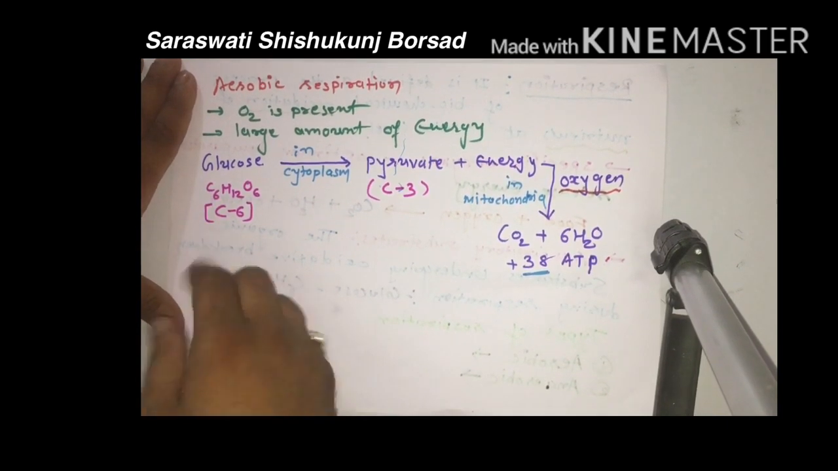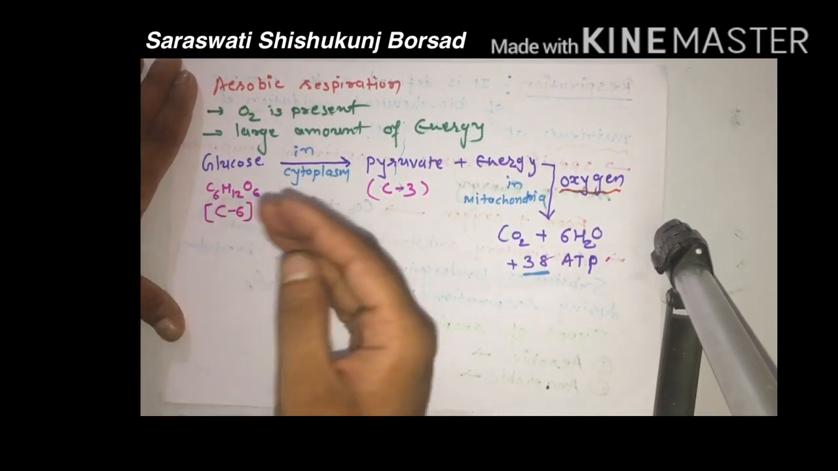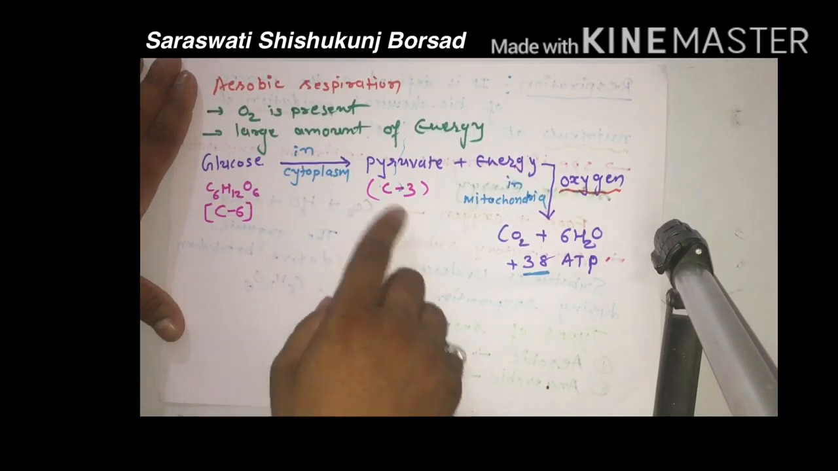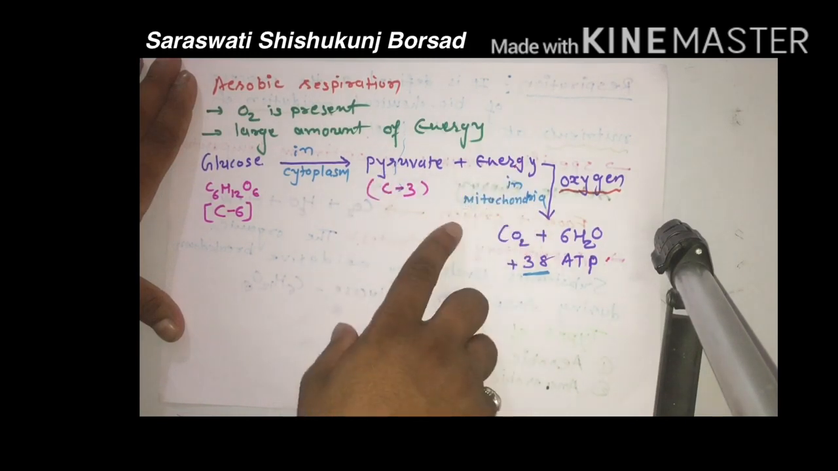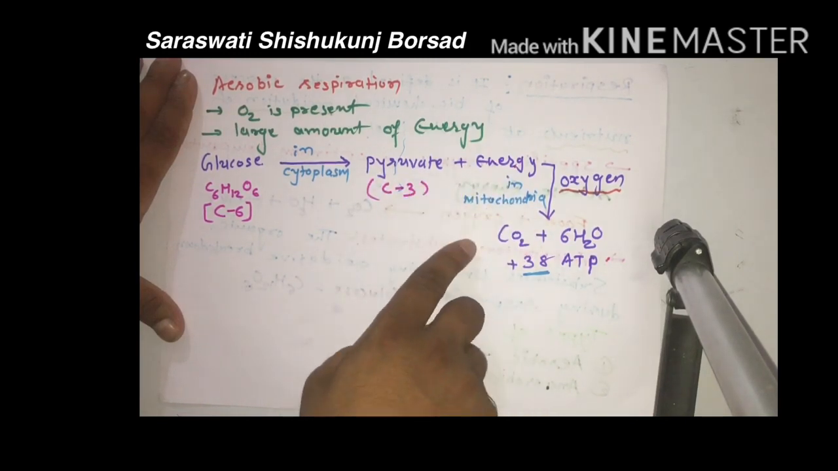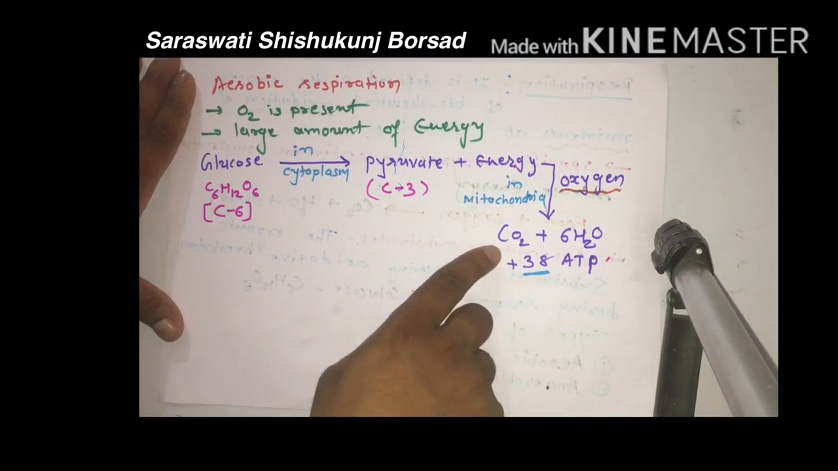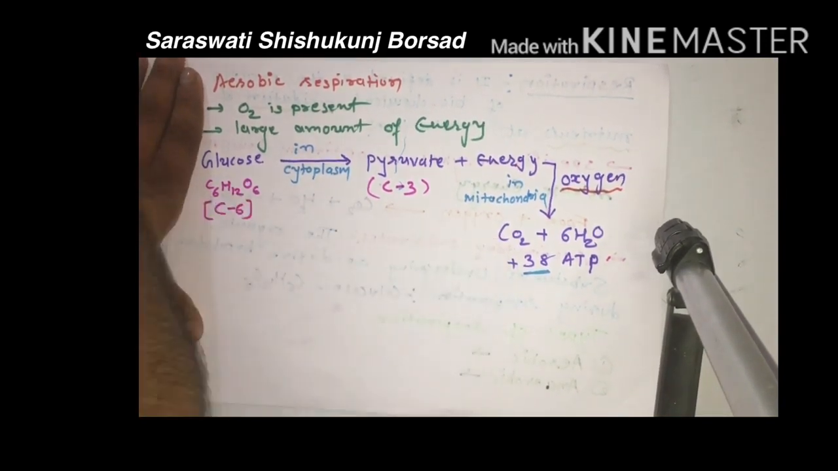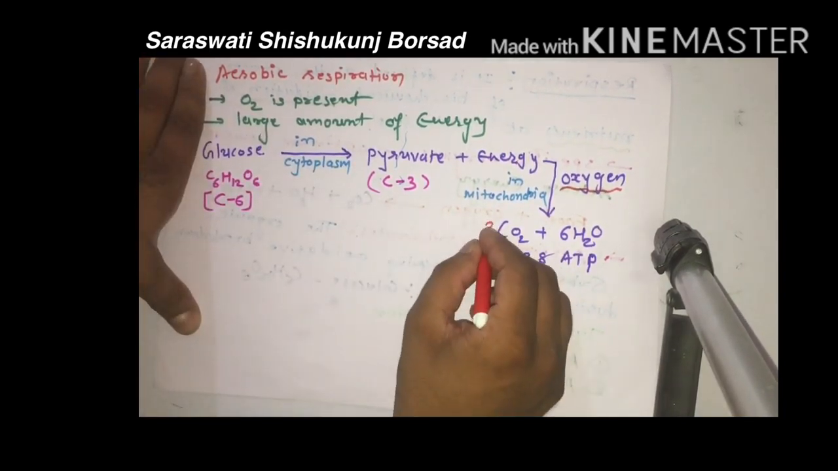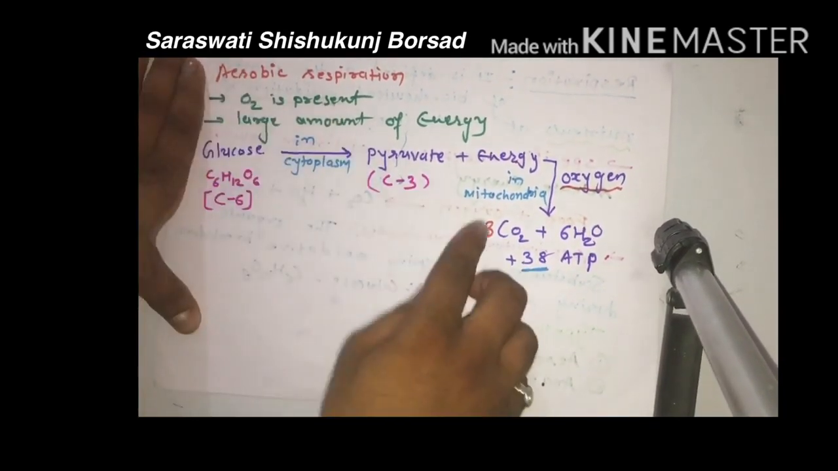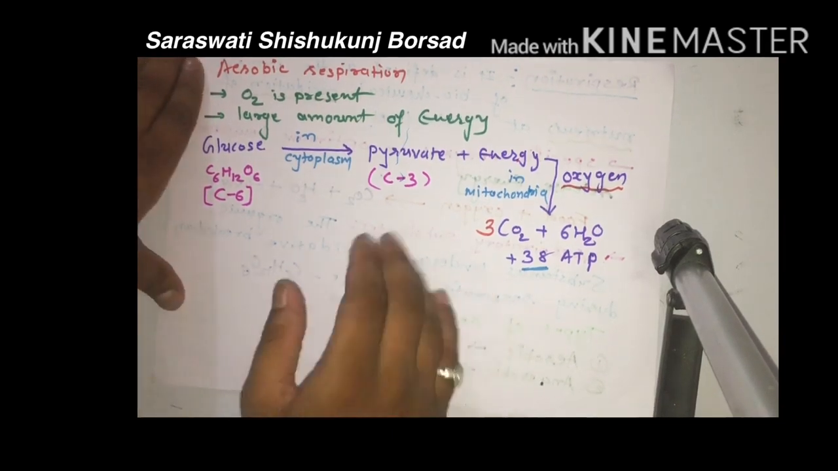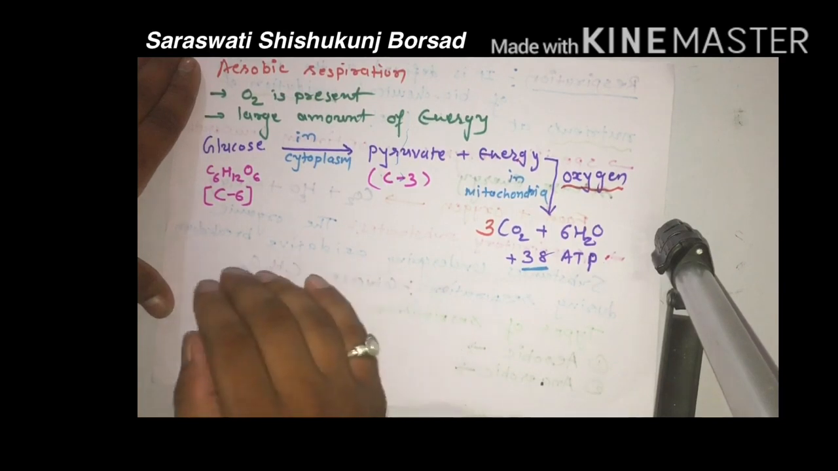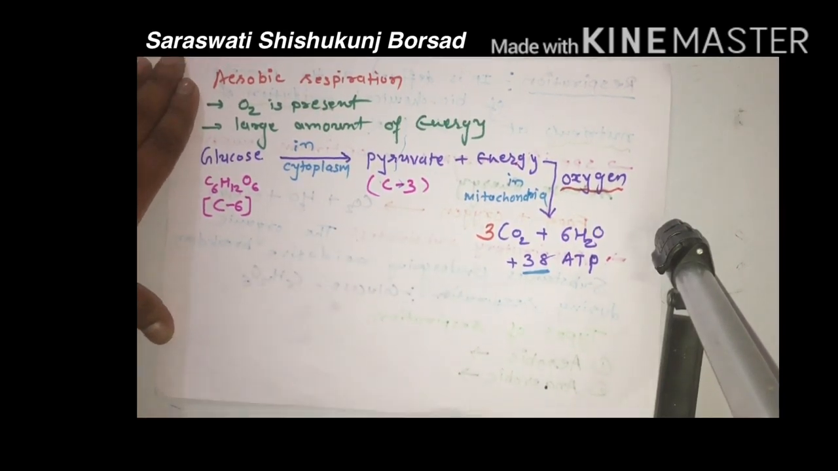Okay, let's try to understand it again. We have a 6 carbon containing glucose molecule. It will get oxidized in cytoplasm into 3 carbon containing pyruvate, and energy will be released. This pyruvate, in presence of oxygen in mitochondria, will convert into carbon dioxide, right? Here we have 1 carbon containing. So ultimately we will have almost 3 mole of carbon dioxide plus water plus 38 ATP of energy. So this way we can understand the breakdown of glucose in aerobic respiration.